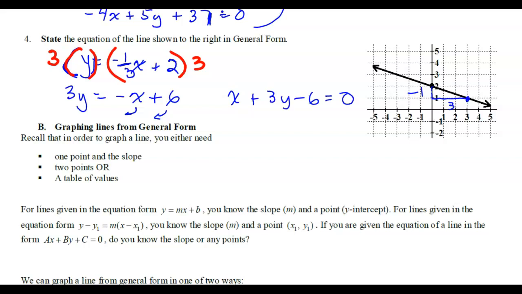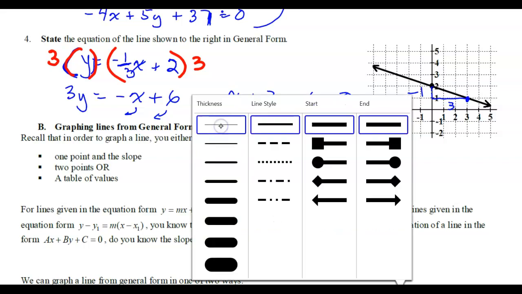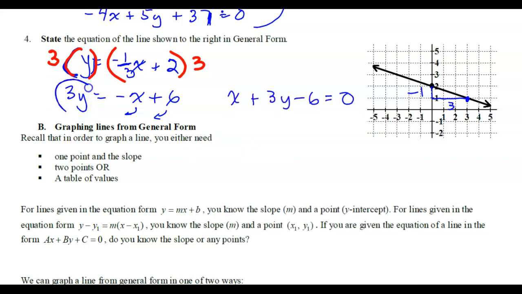No, the 3y was already positive, it was here. We brought these to the left. The 3y stays on the left. Oh, I just lost my pen. 3y was already on the left of the equal sign.